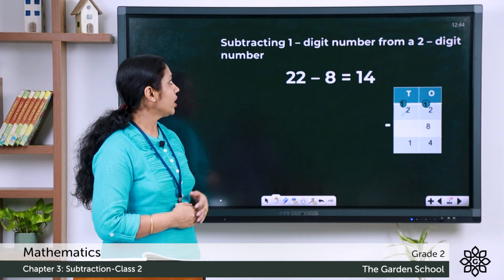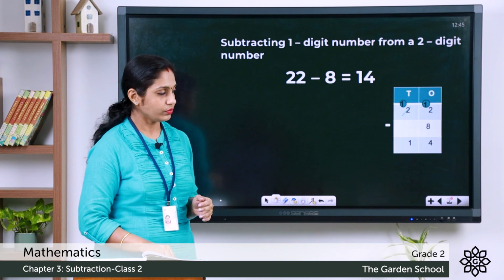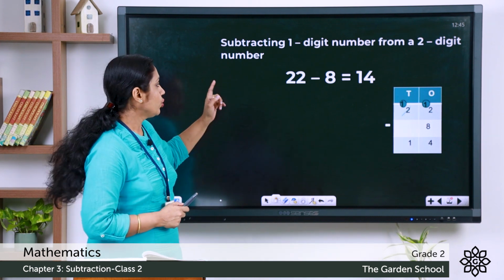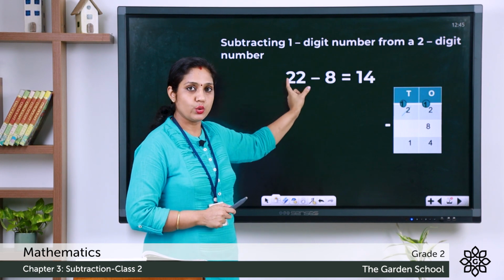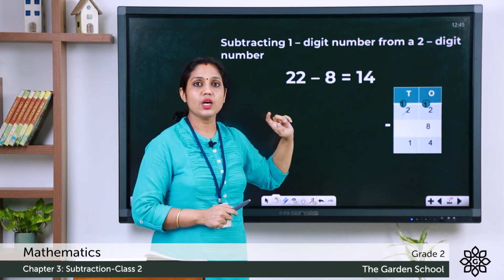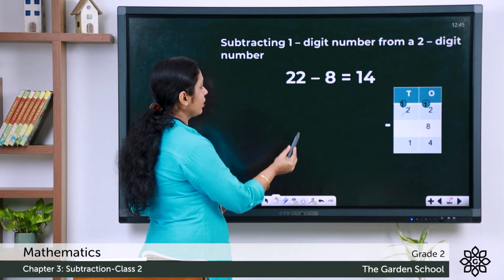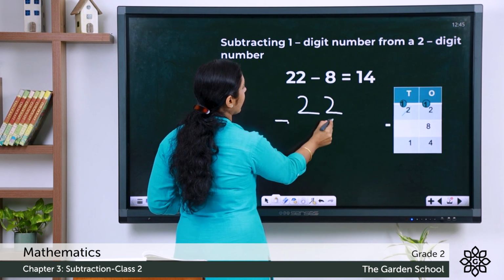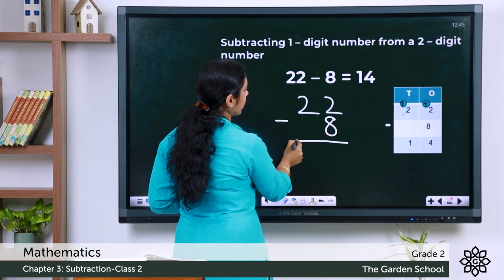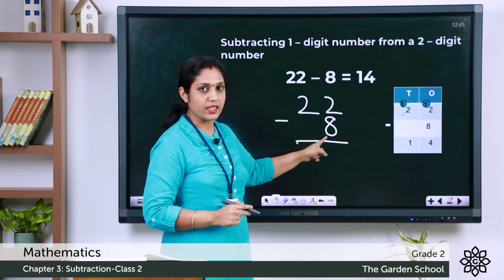Today we are going to learn how to subtract a one-digit number from a two-digit number. Here we have 22 minus 8. So 22 is a two-digit number and 8 is a one-digit number. Let's check how to subtract. 22 minus 8. As 8 is a one-digit number, we have to write it in the ones place.